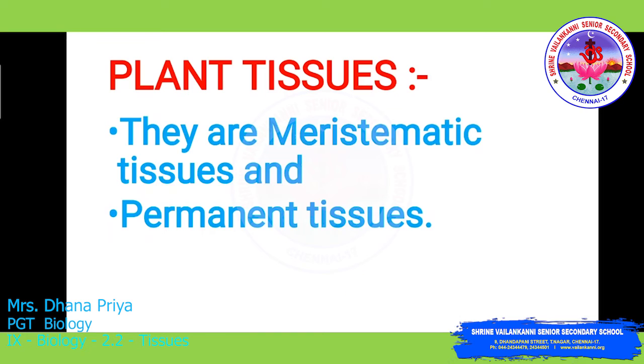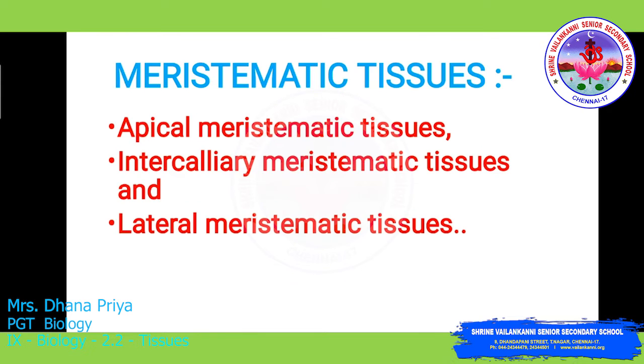So as we know, plant tissues are of two types. One is meristematic and the other one is permanent. The meristematic tissues are of three types: apical, intercalary and lateral. Okay, so these we saw before.